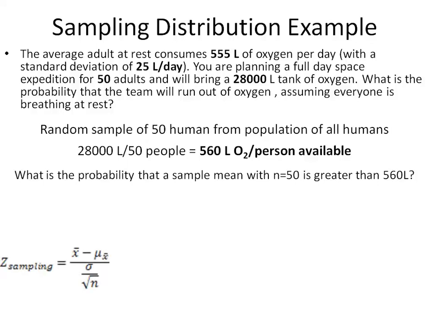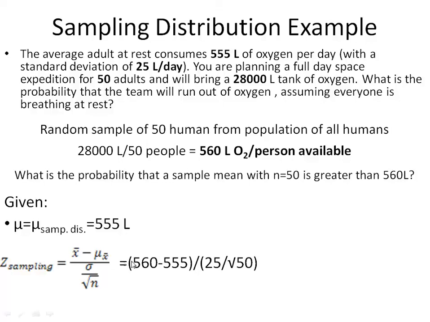So it's very similar to calculating the z statistic as before. Our x in this case will be 560, and the mean of our sampling distribution is just the mean of the population, which is 555 liters.